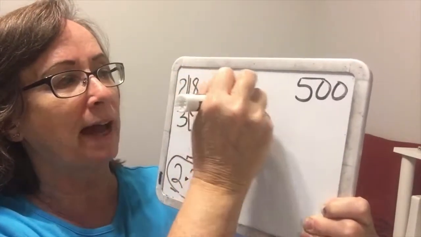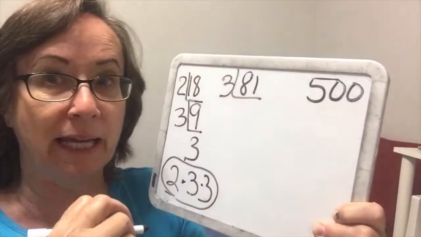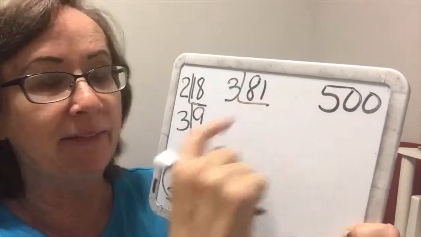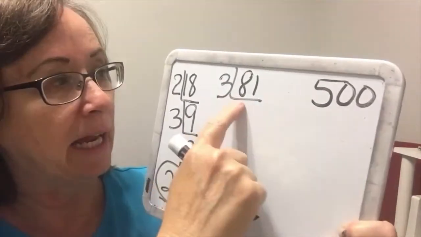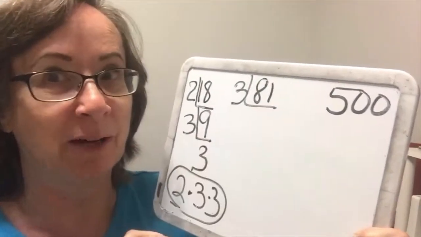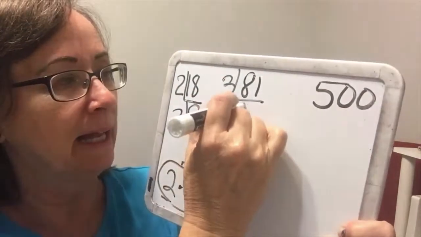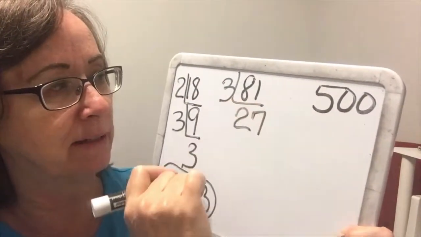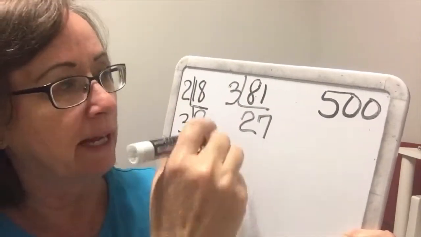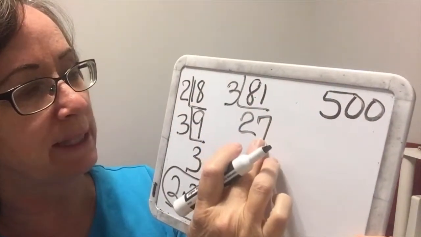Now let's prime factor the number 81. So 81 is divisible by 3. How do I know? Remember, when a number is divisible by 3, I can add the digits of the number together. 8 plus 1 is 9. 9 is divisible by 3. Therefore, 81 is divisible by 3. 3 into 81 leaves 27. Okay, 3 goes into 8 2 times with 2 left over. And then I put down the 1, making 21, and 3 goes into 21 7 times.